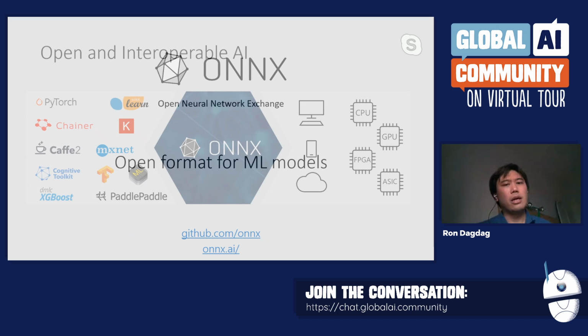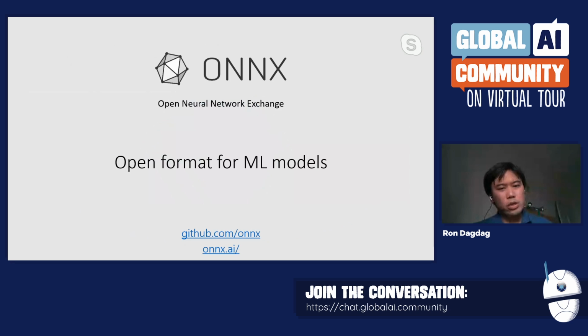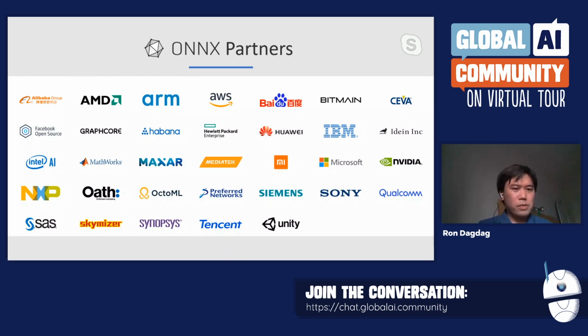So ONNX is the Open Neural Network Exchange. It is an open format for machine learning models. It allows AI developers to move models between deep learning frameworks, providing interoperability between frameworks. One thing that got me interested in learning more about ONNX is that it was started by Facebook in collaboration with Microsoft, but through the years it has gained lots of partners, not just related to the frameworks, but also the devices, and how you would run this on devices.